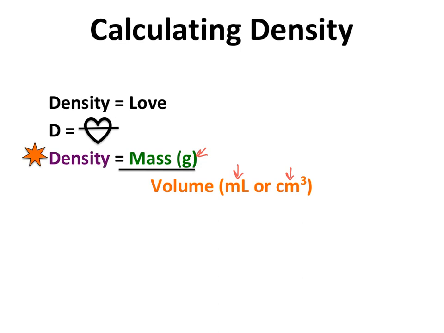I like to think about this as the love equation, so density equals love, because when I fill this in, density equals mass over volume. I feel like that looks like a little heart in my equation. So D equals M over V. Some people think DMV for this to help them remember that as well. So this is really telling me how much mass or how much matter is there in a specific volume of stuff. That's really what this calculation is saying.